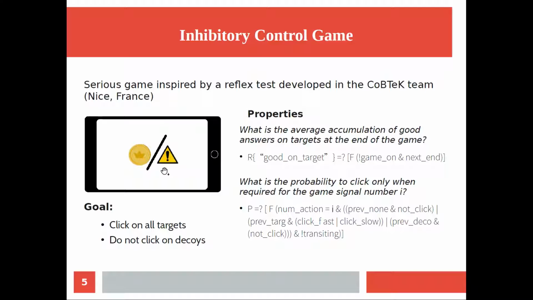For this game, we take into consideration that the players can click on any signals with different speed, fast or slow, or simply not click on it. The first property computes the average accumulation of good answer using the reward feature. The second property computes the probability to perform a good action, that is, to click only when required.